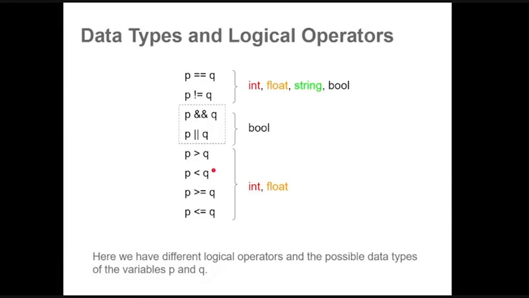One string cannot be greater than the other. The length of one string could be greater than the length of another string, but in that case, the length would be an integer. All of these are called logical expressions, and all logical expressions return Boolean values.